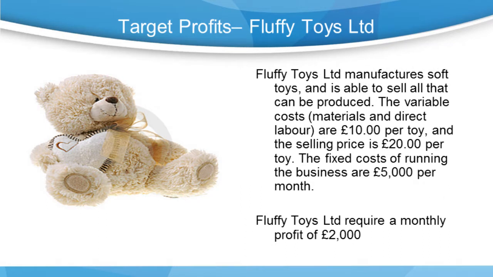In the example of Fluffy Toys Limited, we calculated in the previous video that the break-even point was 500 units. However, if we want to make £2,000 profit per month, we will need to sell enough toys so that we don't just cover the fixed costs, but the required profit as well. The fixed costs were £5,000, so we now need to cover £5,000 plus £2,000, which is £7,000. Remember that the contribution per unit was £10. Every toy sells for £20, but has a variable cost of £10, meaning the contribution per unit is also £10.